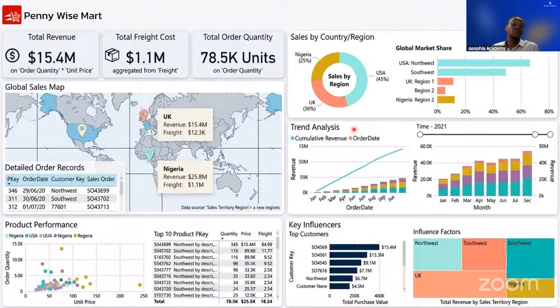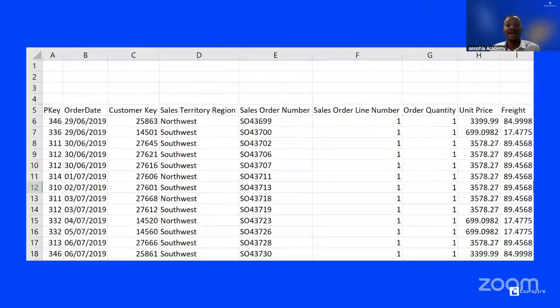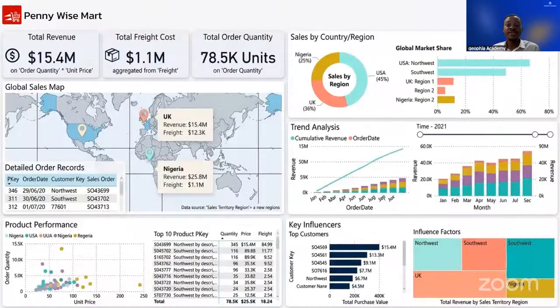But all these things you see on the screen, the data is the same as what I showed us earlier. It came from a simple Excel spreadsheet like this. But with data analytics technique, it was made to look this way eventually.